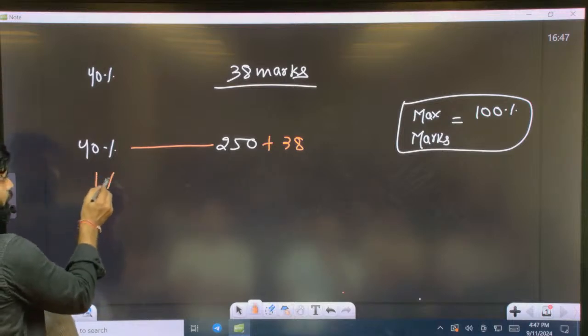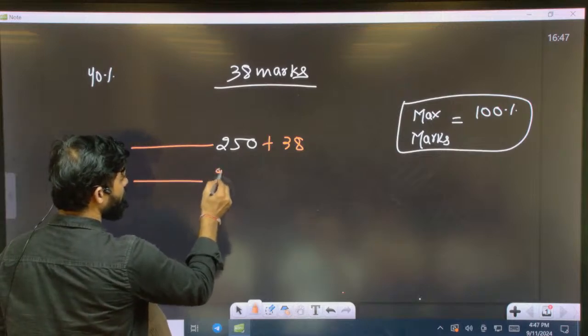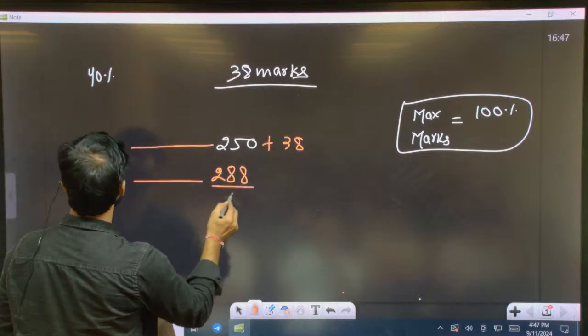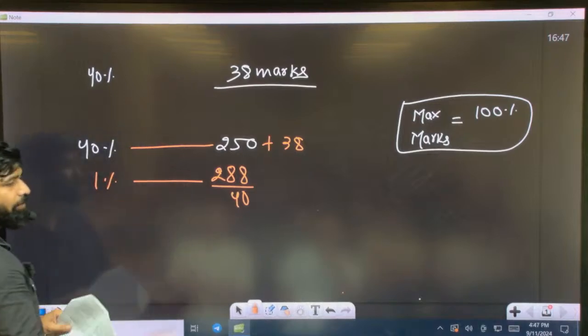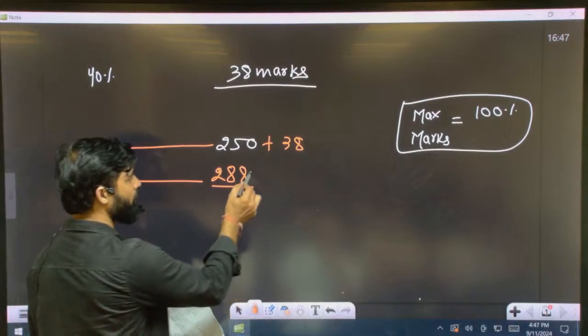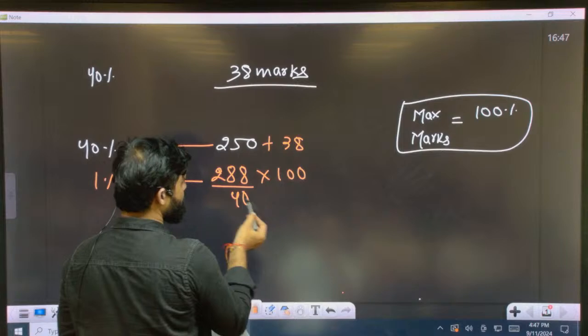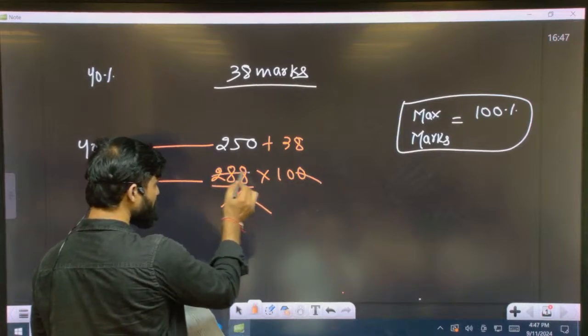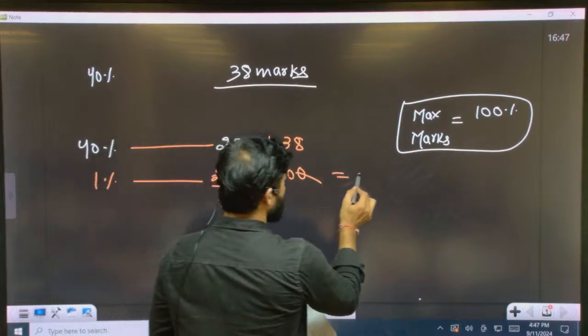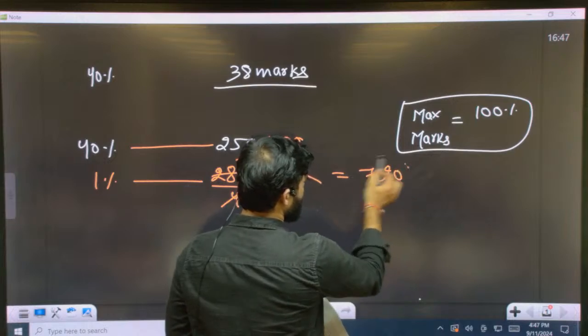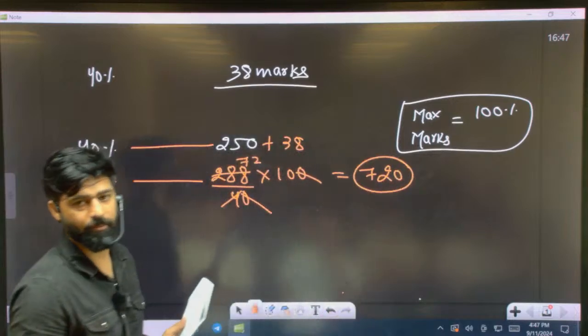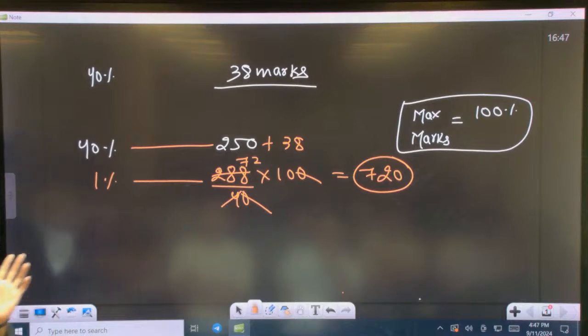So what will be the value of 1%? 288 divided by 40 is 7.2. If I multiply it by 100, then it will be the maximum marks. So 720 was the maximum marks for the examination. This is the answer, 720.